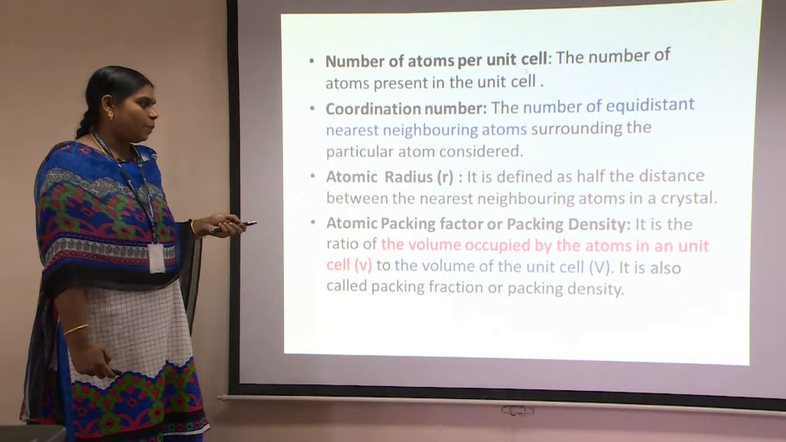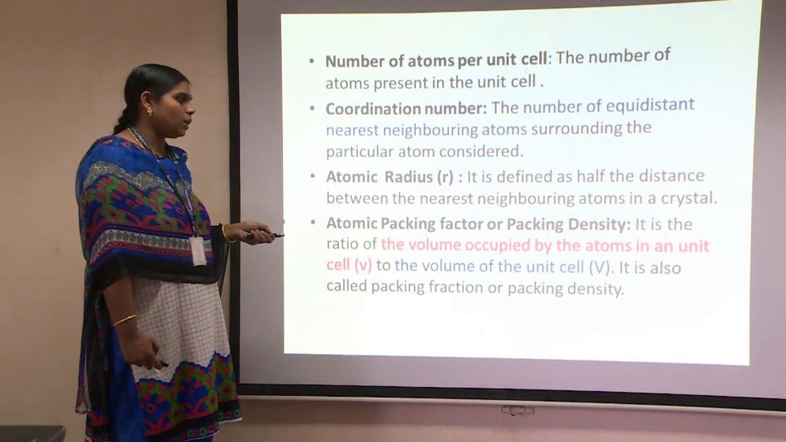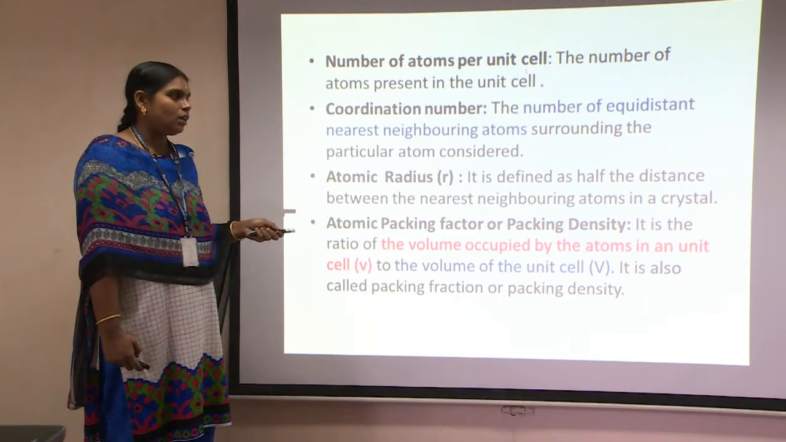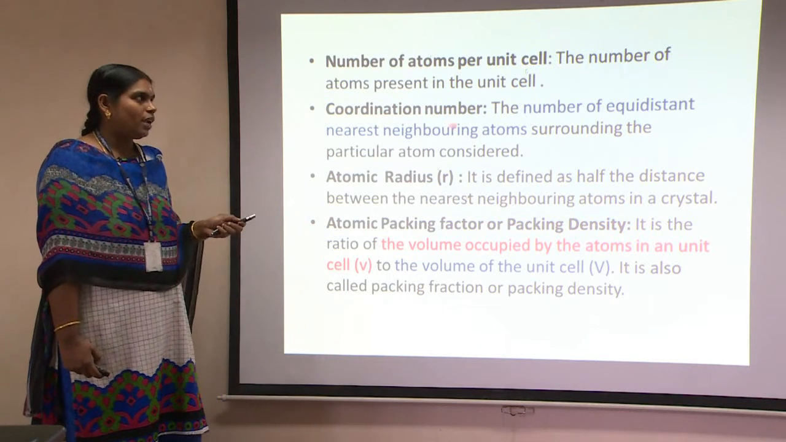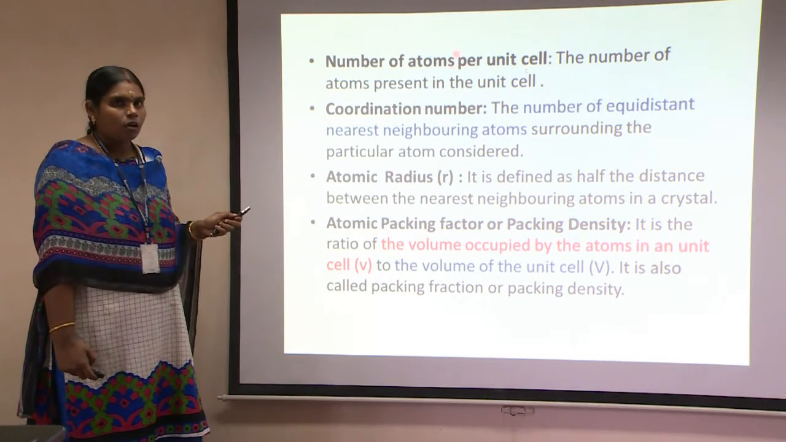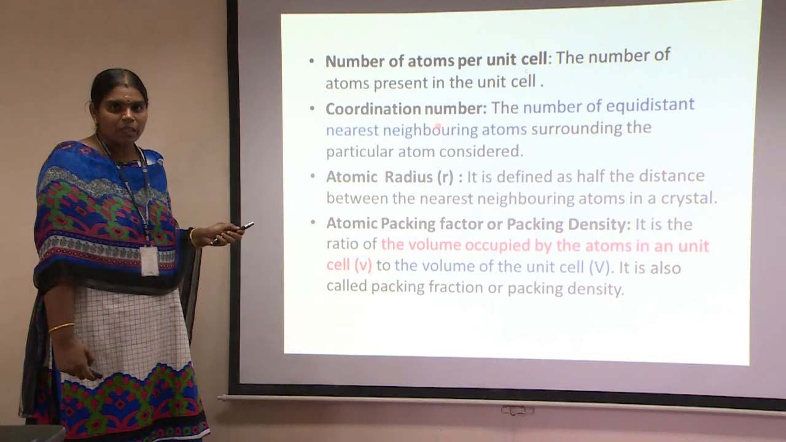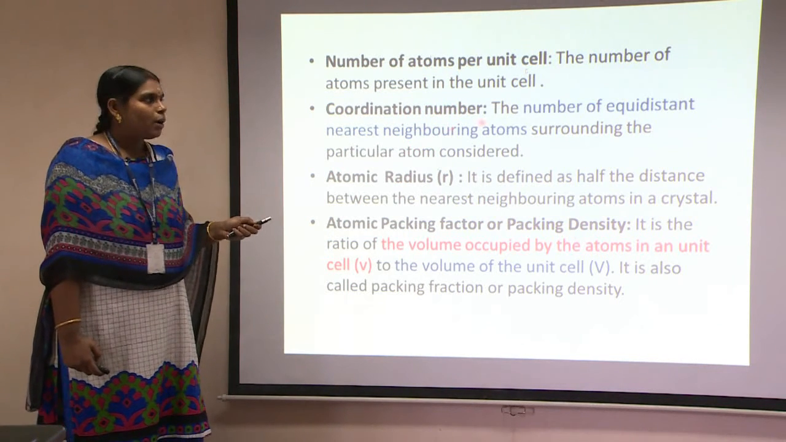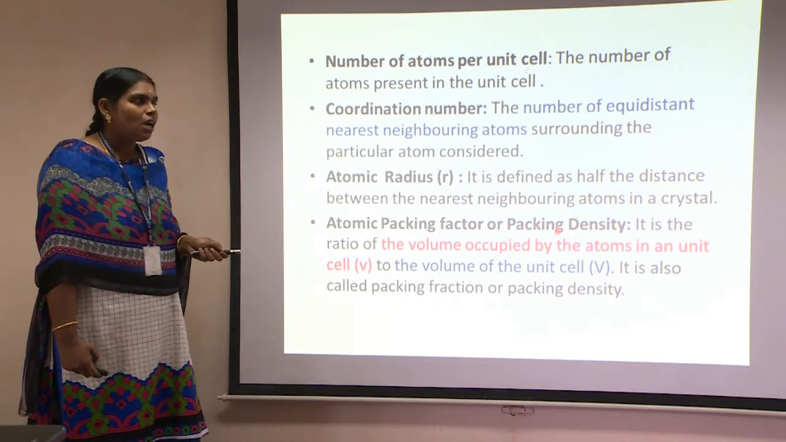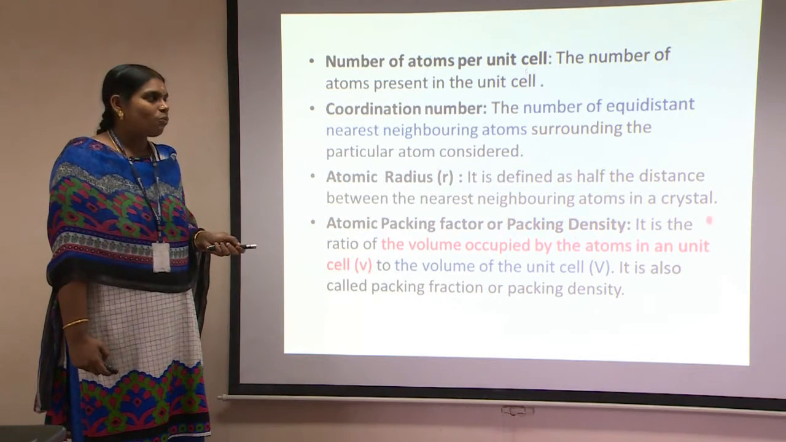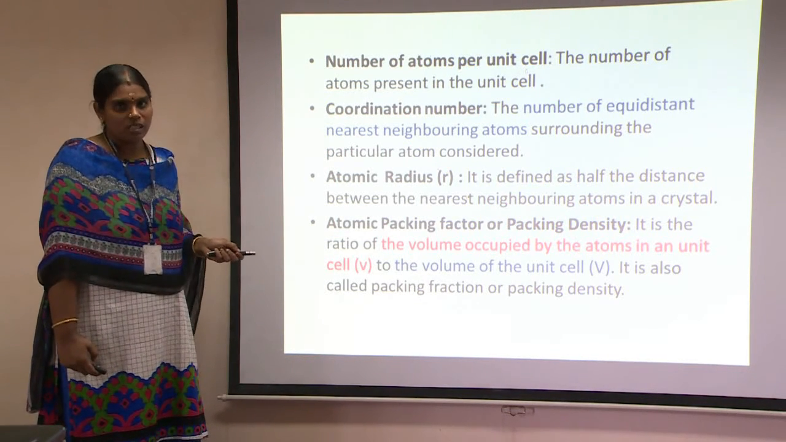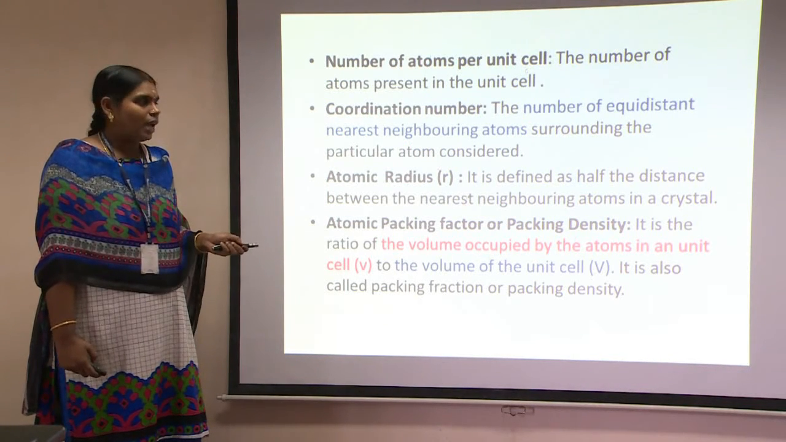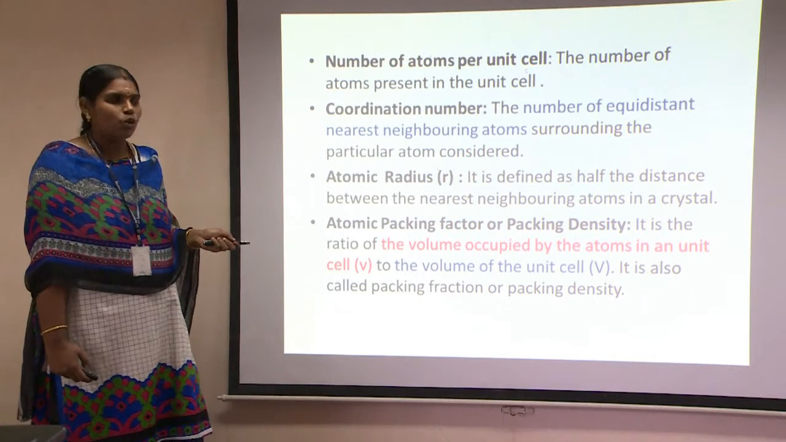The last property is the atomic packing fraction, or in other terms, the packing density. This is correlated with the coordination number. The coordination number is a mere number. It just says whether the structure is closely packed or loosely packed. But the packing density tells exactly what vacancy is present in a crystal, whether we can add any more atoms.